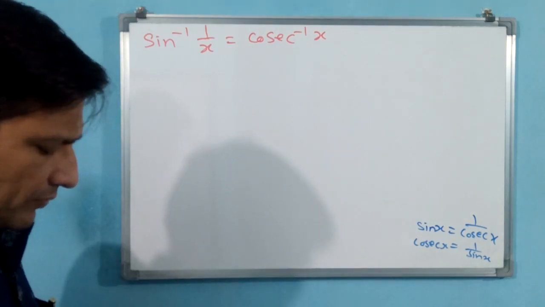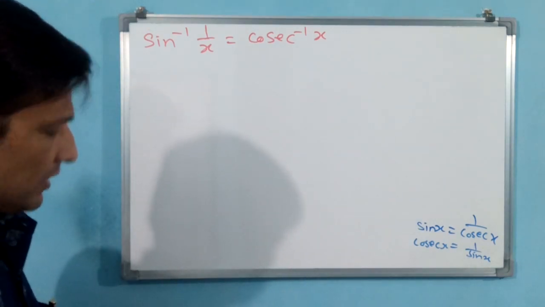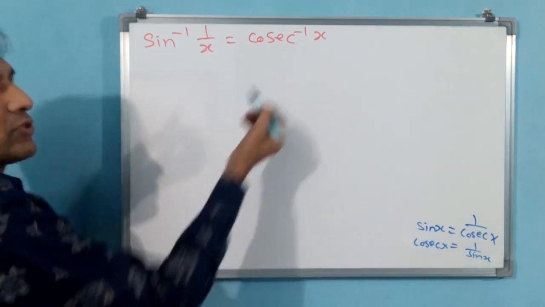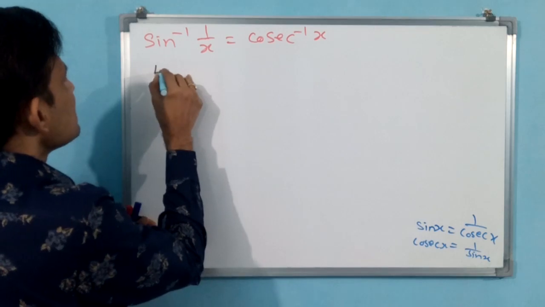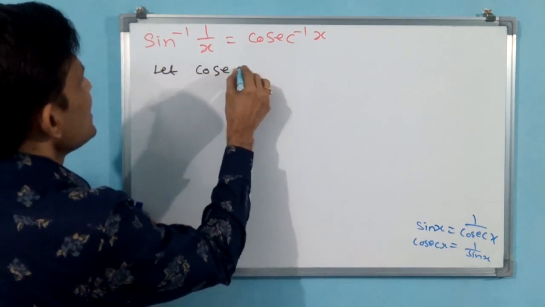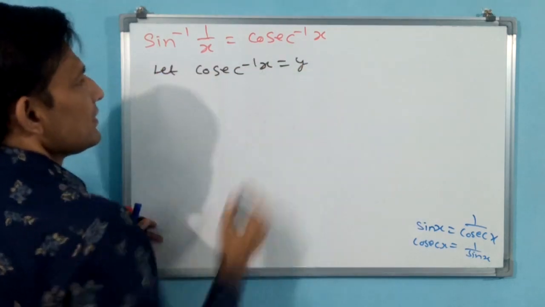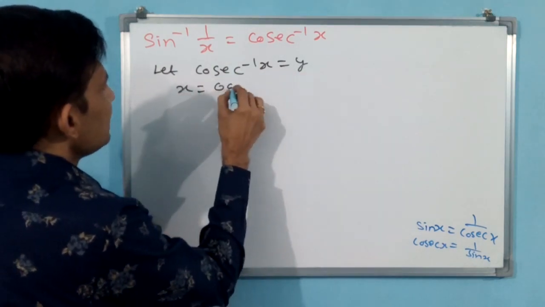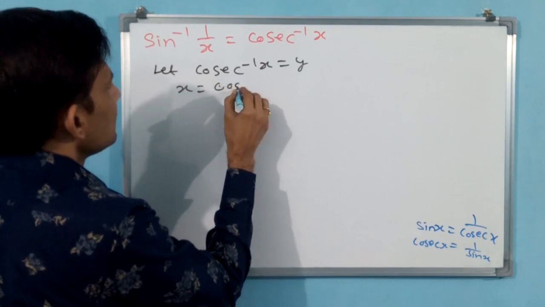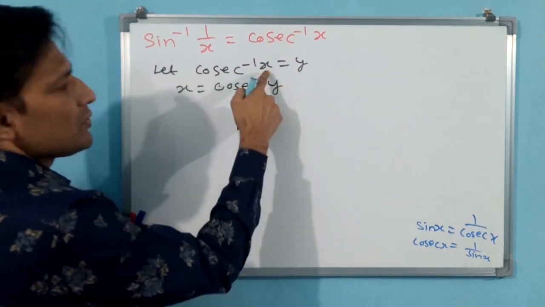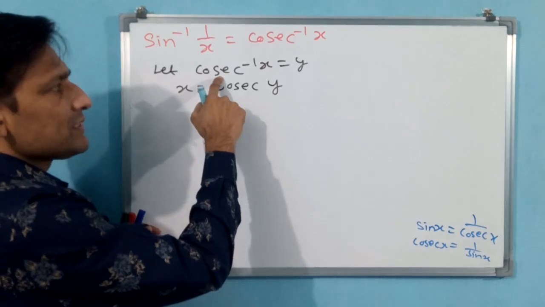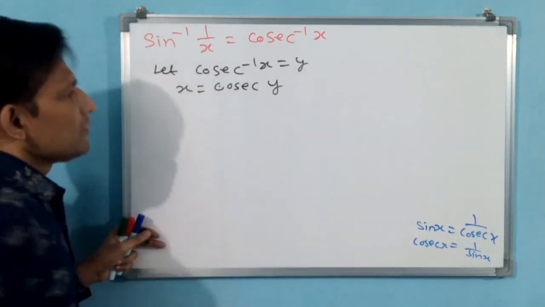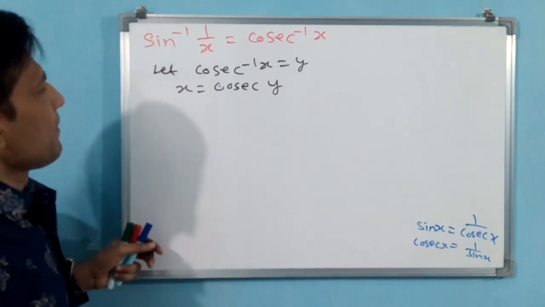Okay. How to prove this? I am proving this. How? You see what I am doing. Let cosecant inverse x be equal to y. We know that x is equal to cosecant y. Is it okay? Cosecant inverse is on this side; if it goes to that side, automatically it becomes cosecant. X is equal to cosecant y.